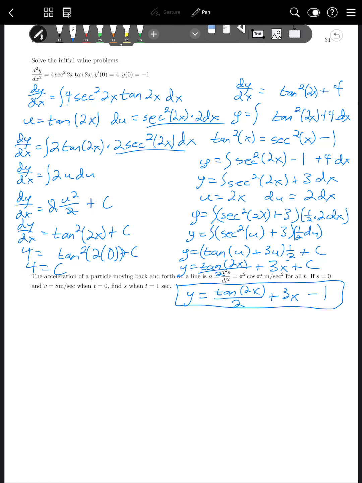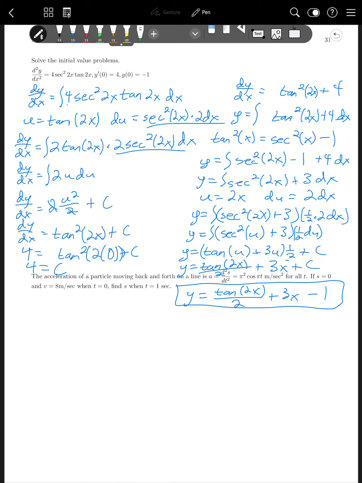So let's go ahead and try another one. So that one was pretty complicated, mostly because of having to substitute for trig identities and things like that. But they don't have to be that complicated. So the next one says the acceleration of a particle moving forward and back on a line is a equals d squared s over dt squared, which is the second derivative of position, equals pi squared times cosine of pi t for all t. If s equals 0 and v equals 8 meters per second when t equals 0, find s when t equals 1.